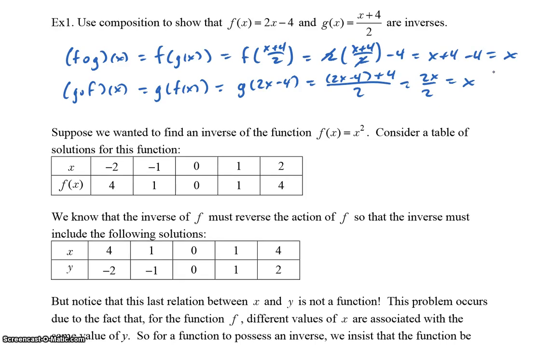I would also just point out at this time that we said in the section 2.8 notes that generally if we reverse the order of function composition, we get a different result. When two functions are inverses, that does not occur. If we change the order of the composition, we get the same outcome either way.